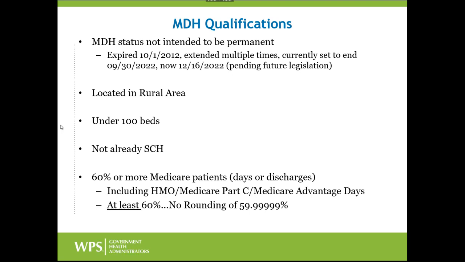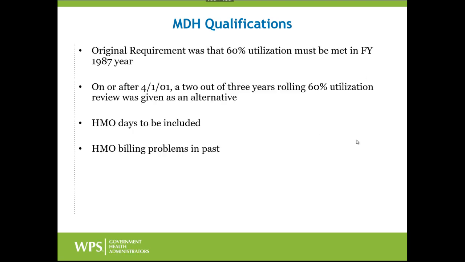59.9999% is not at least 60%. There is no rounding allowed for this. That's been brought up multiple times over the years, and it does not meet the definition of at least. So as far as this 60% requirement, the original regulation, when it was first issued in 1990, said that you had to meet that 60% utilization in your base year 1987.